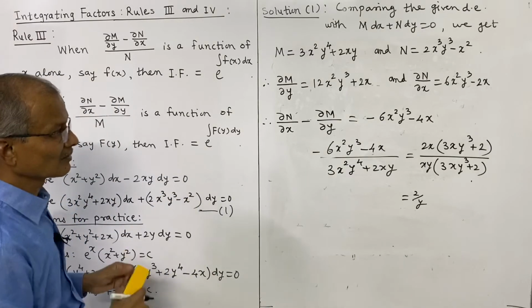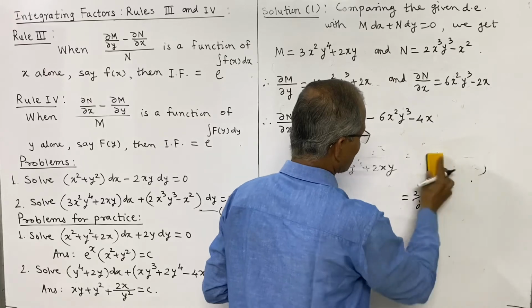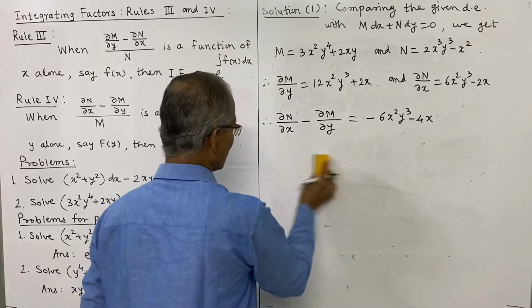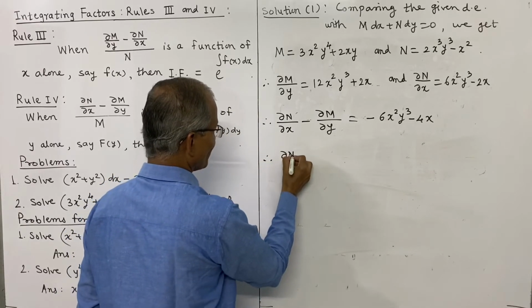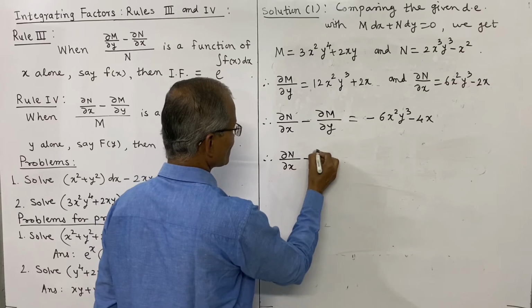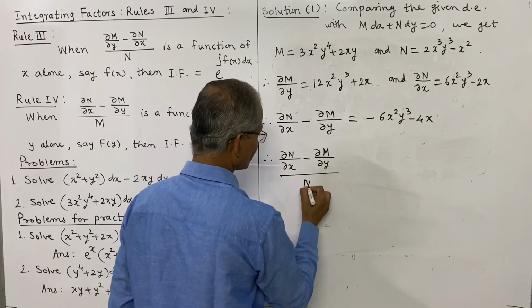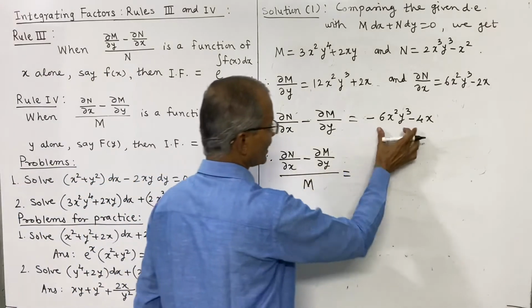Subtraction is reversed, and now it is divided by m. Therefore, ∂n/∂x minus ∂m/∂y, divided by m, is equal to... Now we can take the negative sign common.